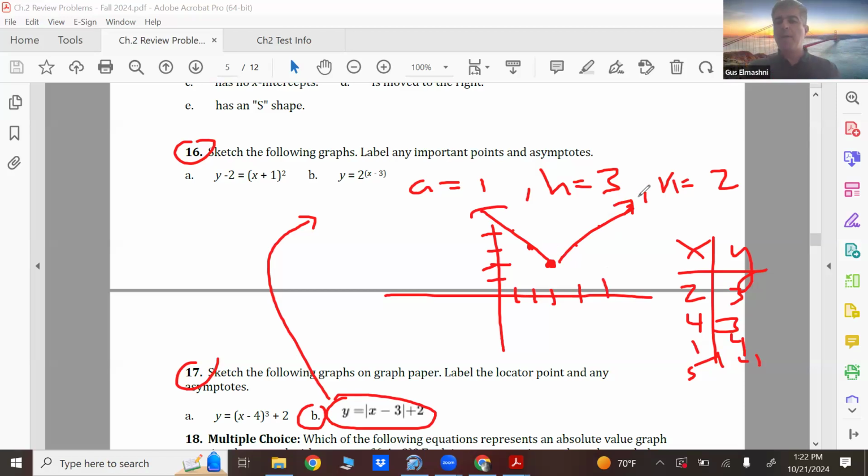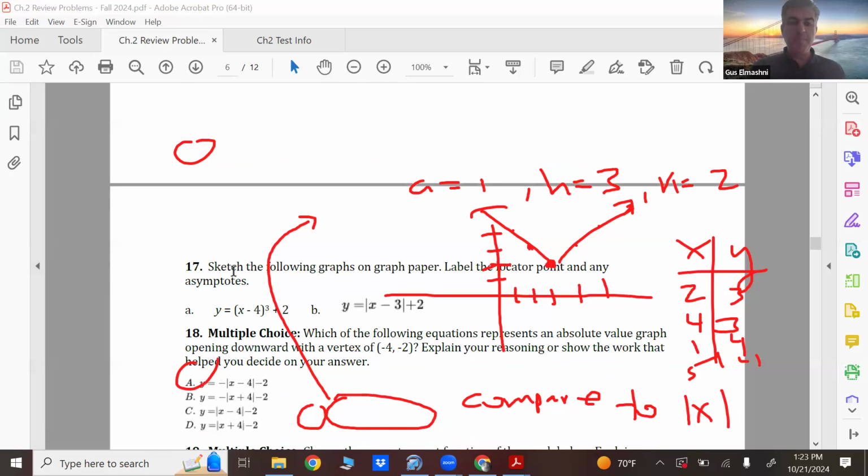Can't do that. By the way, how does this compare to absolute of X? How does this graph compare to just a simple one? So what's happening? It shifted right and up 2. Good. Okay. So I'm going to ask that. Okay.